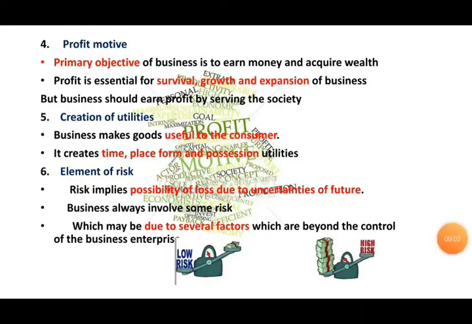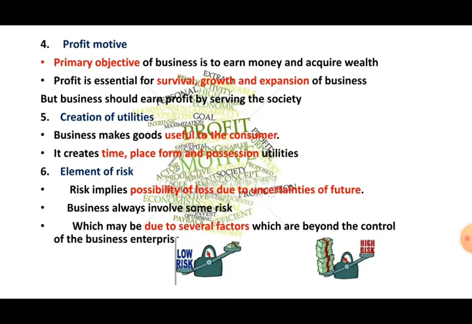Next is profit motive. Children, the primary aim of business is to earn profit and acquire wealth. As we know that the profit motive or economic motive is the main keyword of business. So, the primary objective of business is to earn money and acquire wealth. Now, why does business need to earn profit? Because profit is essential for survival, growth and expansion of business. If a businessman starts his business and he is not able to earn profit, he will not be able to get funds for meeting all his expenses, major or minor expenses.